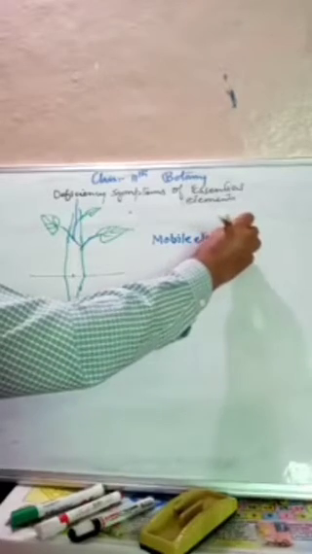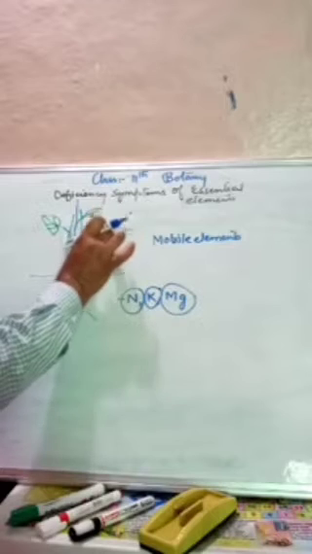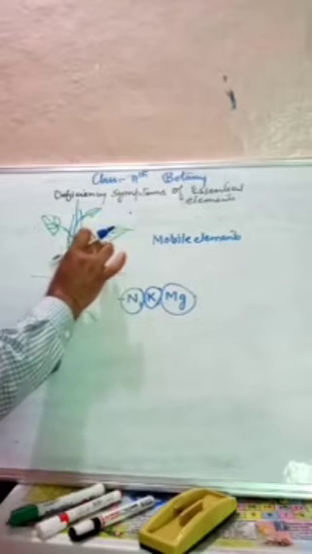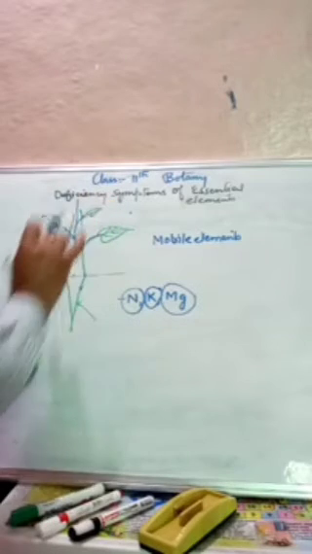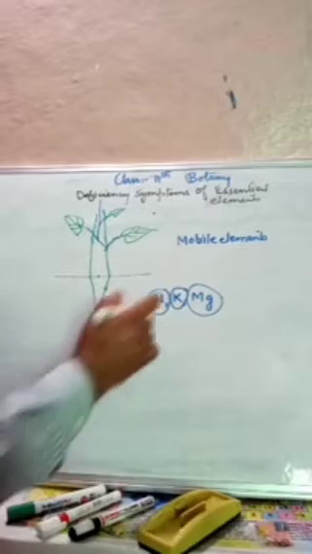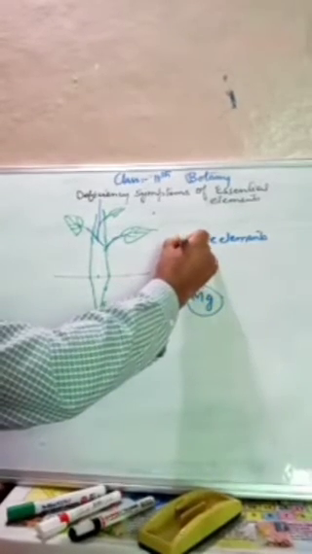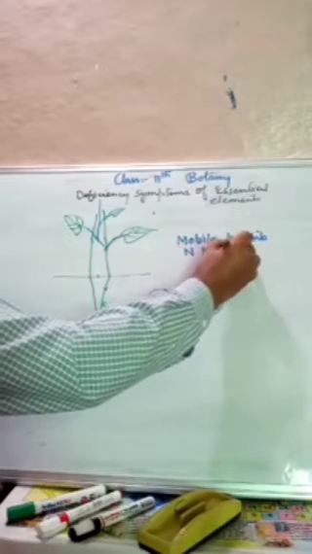In this case, the symptoms first appear in the older parts, then the symptoms are shown by the younger parts. The mobile elements are nitrogen, potassium, and magnesium.